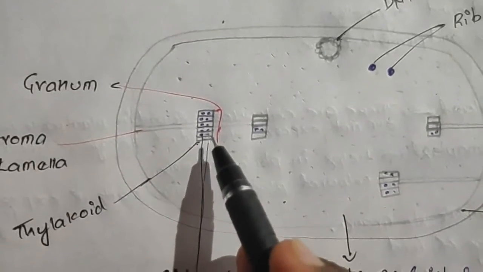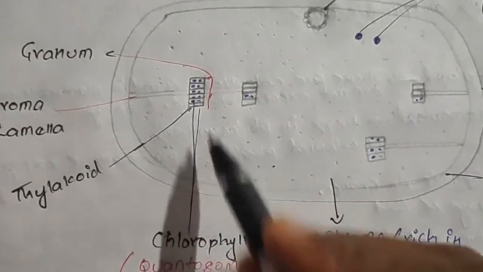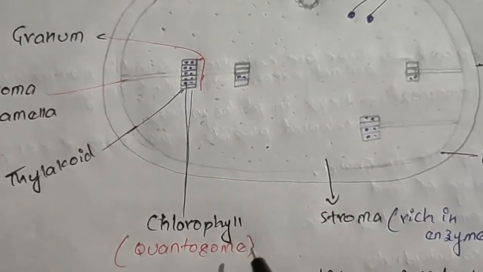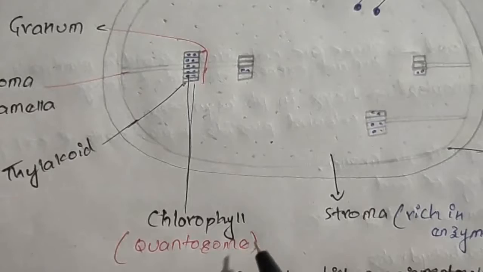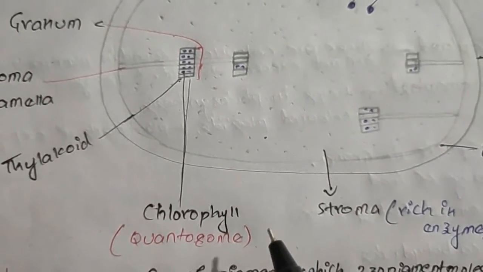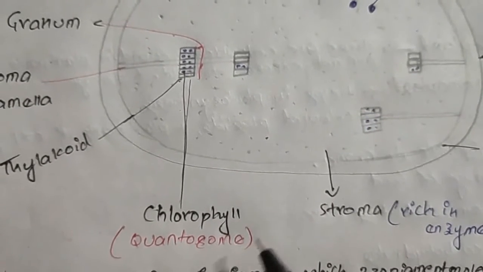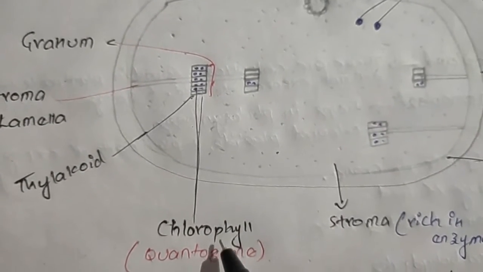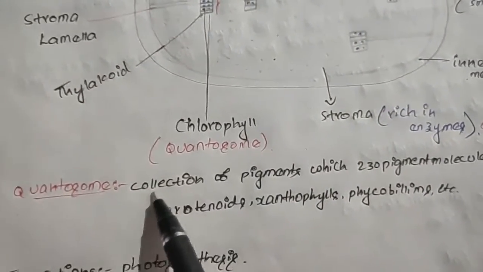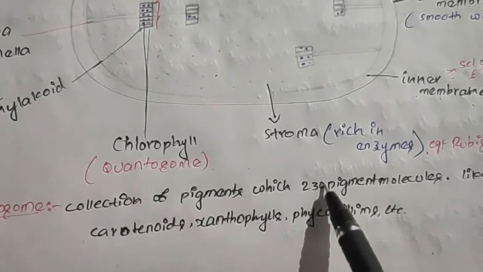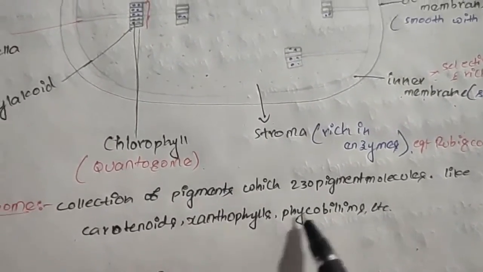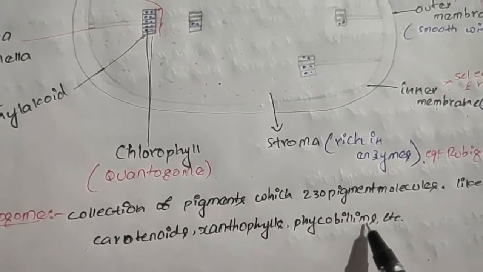In these thylakoids is actually present the green pigment, the chlorophyll, and this chlorophyll is present in the form of quantosomes. Quantosome is the collection of a group of pigments, like chlorophyll A, chlorophyll B, C, xanthophylls, carotenoids, etc., combined together to form one chlorophyll. Quantosome is the collection of pigments with 230 pigment molecules like chlorophyll A, B, C, D, carotenoids, xanthophylls, phycobilins or phycoxanthins, etc.